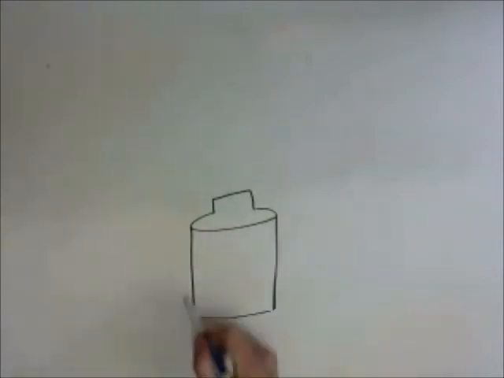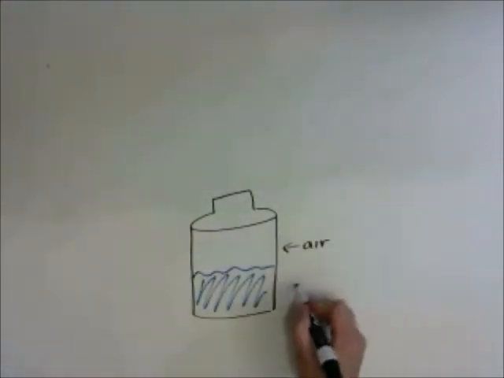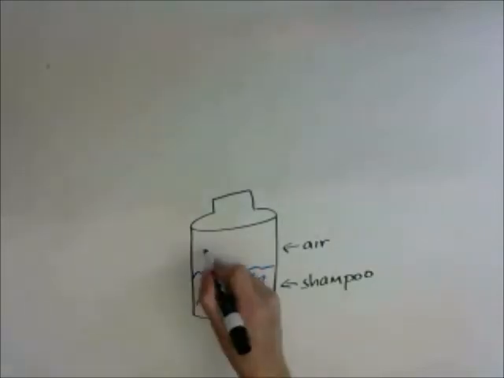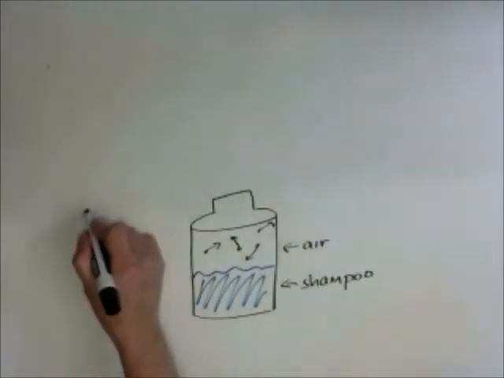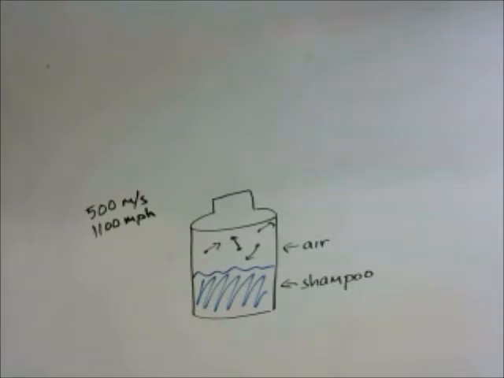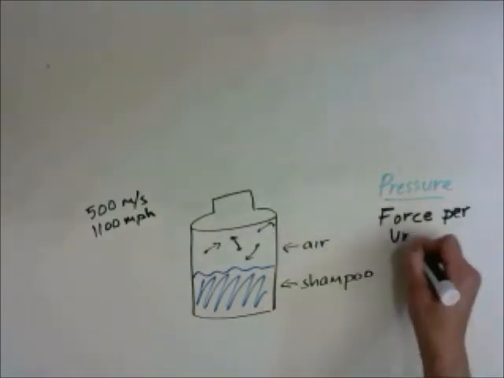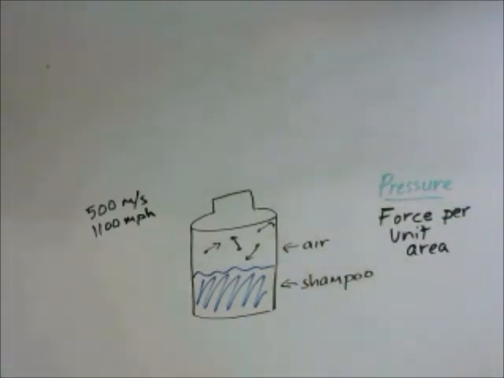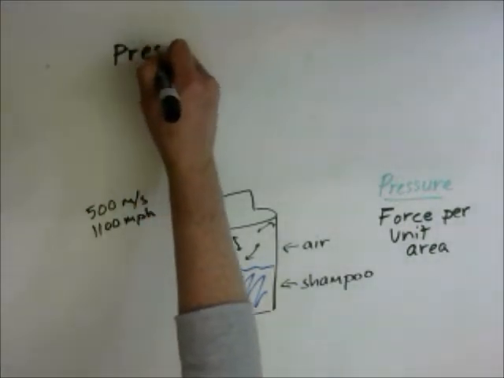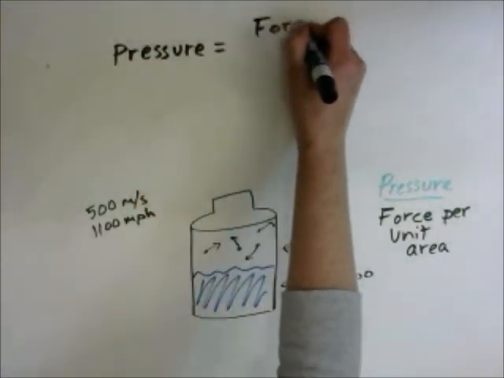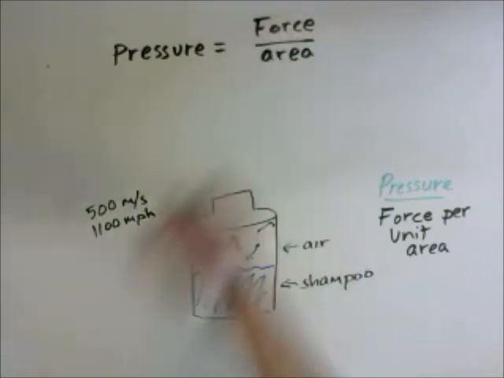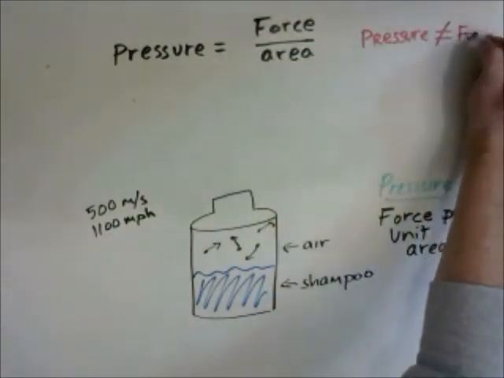When Fred packed his suitcase, he sealed his shampoo bottle. Inside was shampoo and air. The air molecules at sea level move very quickly, 500 meters per second on average. That's about 1,100 miles per hour. In Fred's shampoo bottle, we can measure the collisions of the air molecules with the container walls by measuring pressure. Pressure is the force per unit area. The equation for pressure is pressure equals force divided by area. Note that pressure is not the same as force.